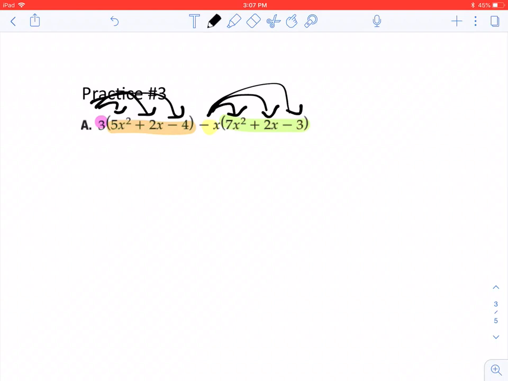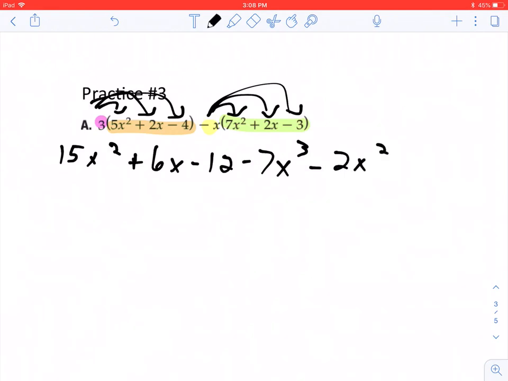So let's get started. The 3 times 5x squared is 15x squared. 3 times 2x is 6x. And 3 times negative 4 is negative 12. So there we go. We did get the 3 distributed to everything. Now the negative x has to. So negative x times 7x squared is negative 7x to the third. Negative x times 2x is negative 2x squared. And negative x times negative 3 is positive 3x.